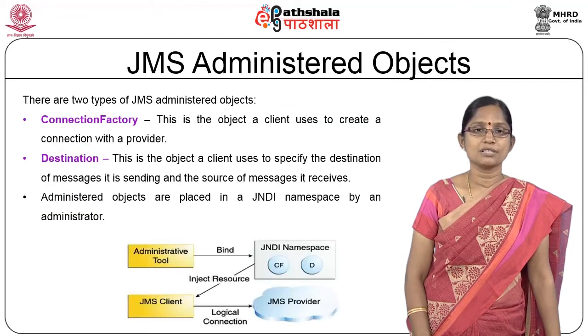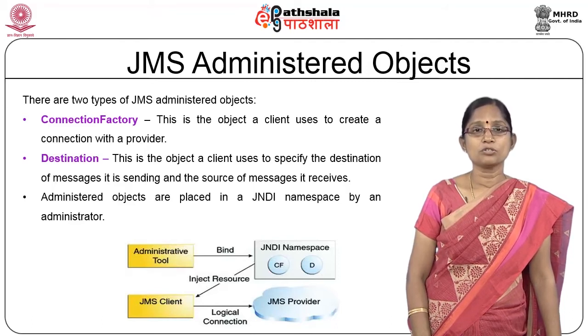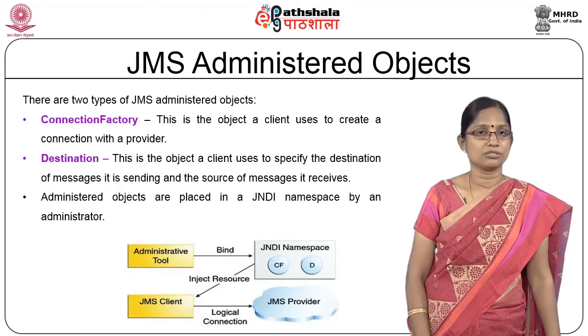Now, you can go through this. Connection factory means it is an object a client uses to create a connection with the provider. That is, in order to establish a connection with the JMS provider, this object is used. And destination, I already told you that the client uses this destination to send the messages, that is, to specify where these messages should be destined, that is, where these messages should get stored, so that when the receiver wants to receive, it can receive from the source of messages.